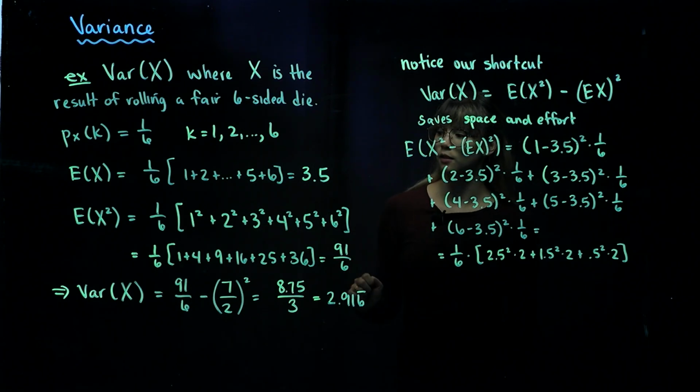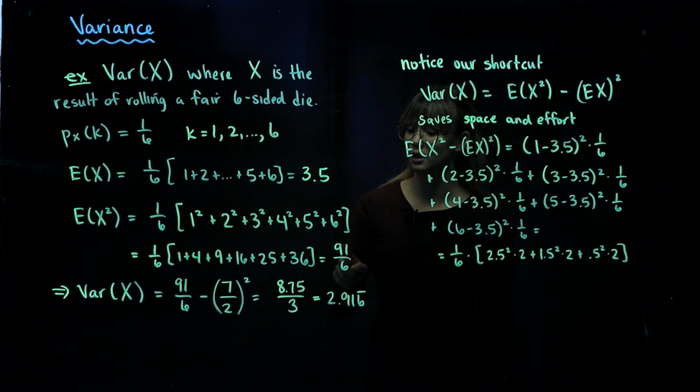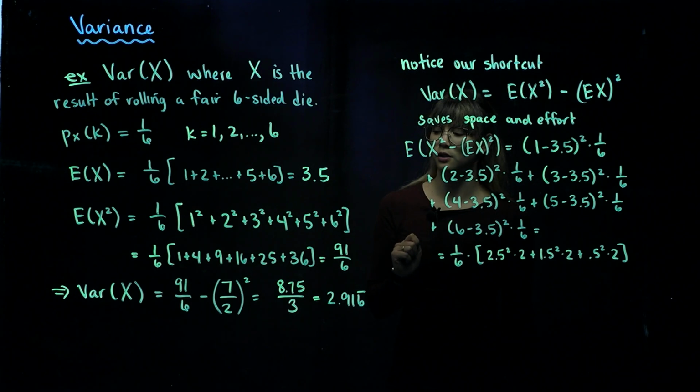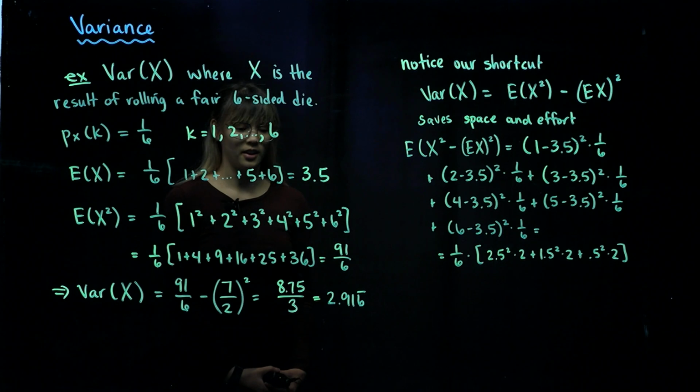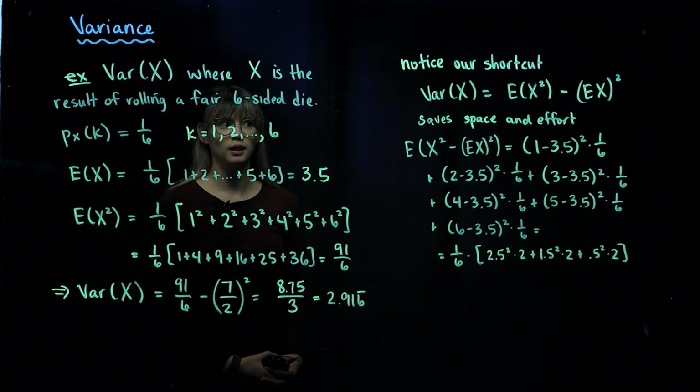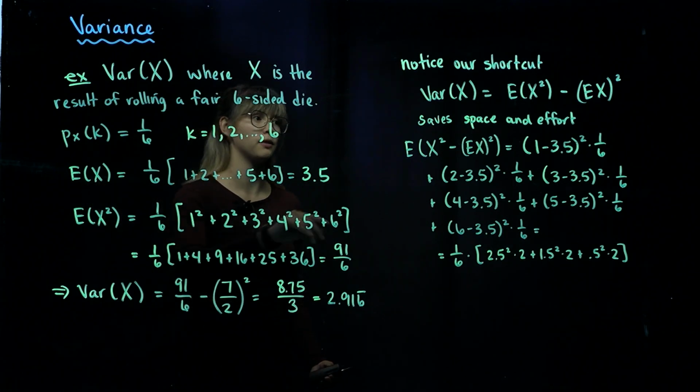So that means that the variance of x is equal to 91/6 minus 3.5 squared. That gets us 8.75/3, which is equal to 2.916666 forever.